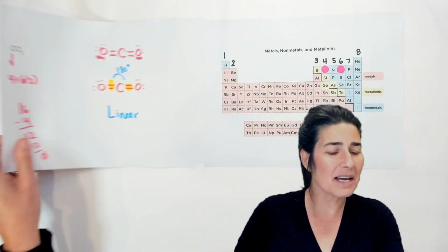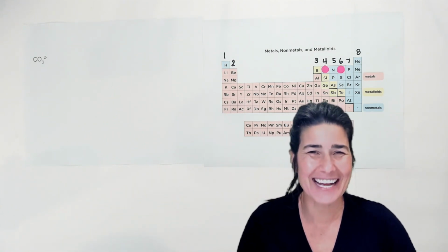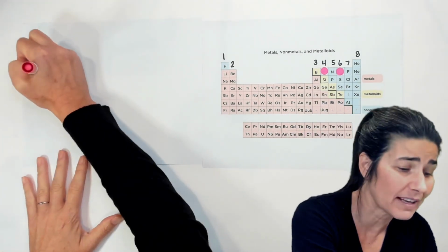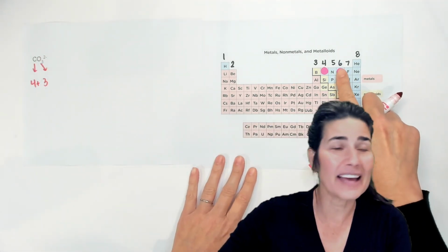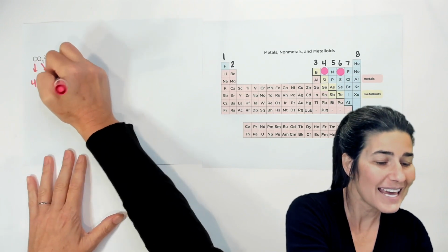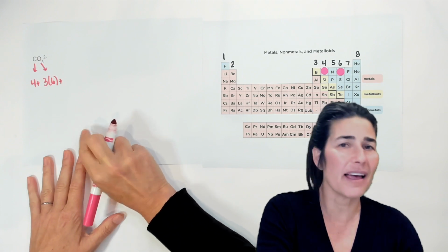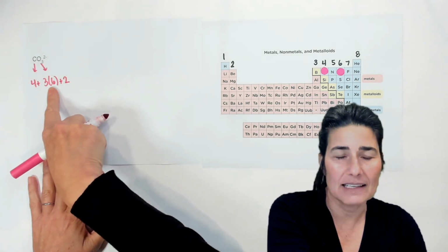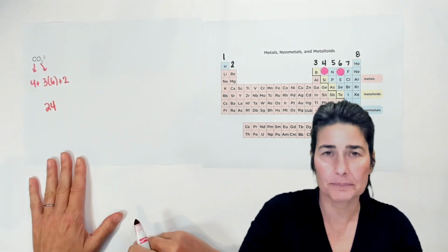All right, one more. Let's try the carbonate ion. Step 1, add up your valence electrons. Carbon is in the 4A group. It has 4 valence electrons. Plus, we have 3 oxygens, and oxygen has 6 valence electrons. And we have a 2 negative charge, so we get to add 2 electrons wherever we want them. I'm going to go ahead and put 2 right here. So we've got 18, 2 more is 20, and 4 more is 24 electrons to play with.